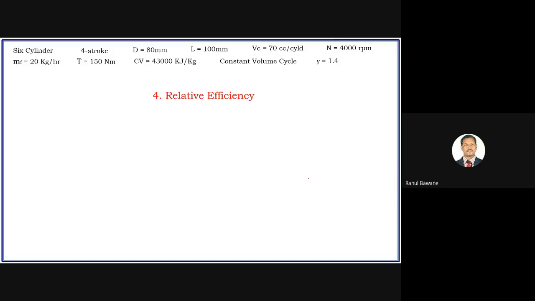And the last, relative efficiency. It is very rarely asked. I think only once it was asked in a university exam. So relative efficiency is brake thermal efficiency divided by air standard efficiency. Now, air standard efficiency formula is different for SI engine and CI engine. This engine is a gasoline engine, that is SI engine. Brake thermal efficiency, we just calculated in answer of third.